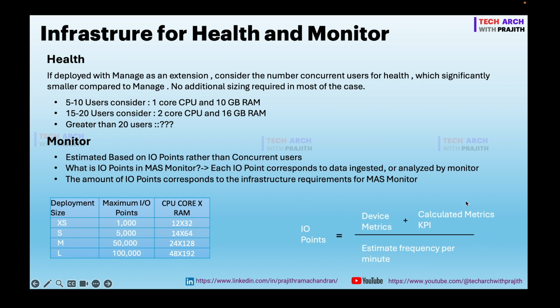So there is a formula. I'll be explaining how the IO points are calculated. But coming back to the table here, you can see that if it's extra small, which means I am catering up to 1000 IO points, then all I need is 12 core CPUs and 32 gig RAM, right?